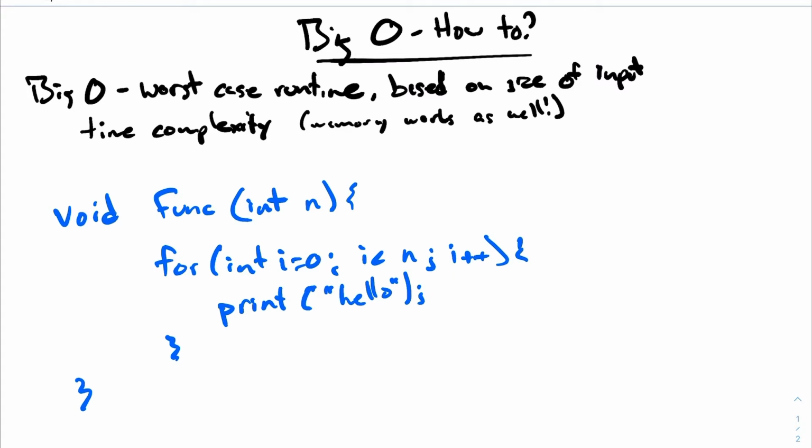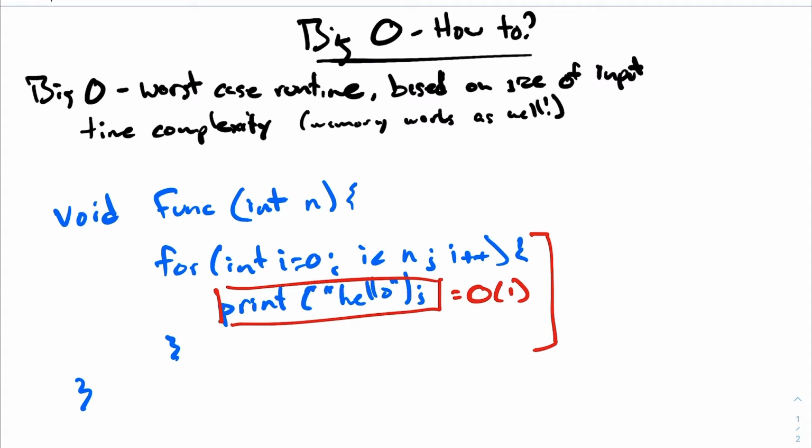This statement here, print hello, this is going to take constant time. It is never going to change how long it takes to print the word hello based on the size of our input, right? Well, this for loop, what is our for loop? Let's see. If our n is 1, this is going to be 1 iteration. If our n is 10, this is going to be 10 iterations. If our n is 100, this is going to be 100 iterations, right? This is linear time.